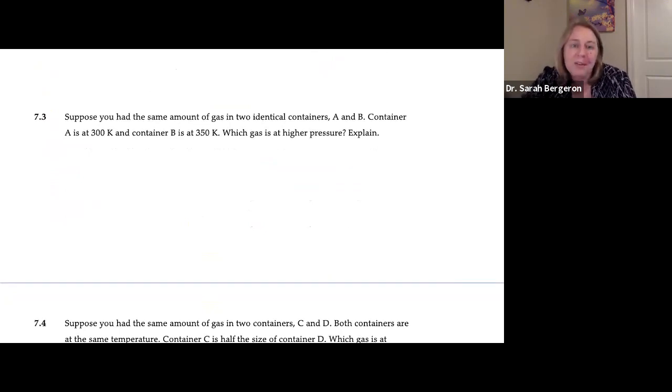All right, now suppose you had the same amount of gas in two identical containers, container A and container B. Container A is at 300 Kelvin and container B is at 350 Kelvin. Which gas is at higher pressure? So what you have to remember, right? Remember I told you there were two things. PV is equal to nRT, and you had to remember your peas and vegetables on the table, equal to a constant.